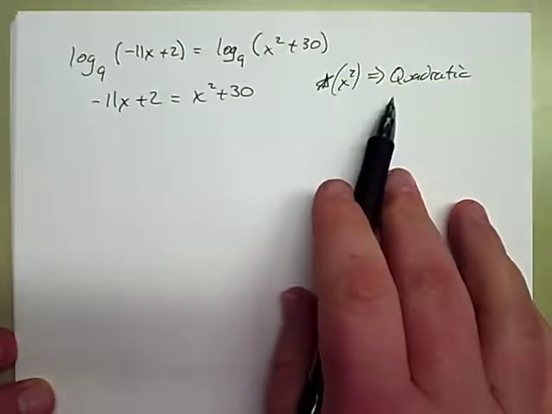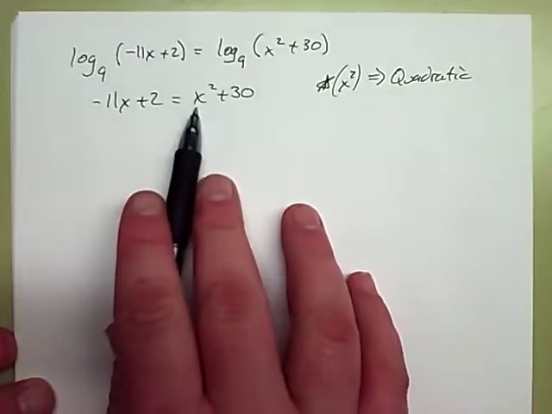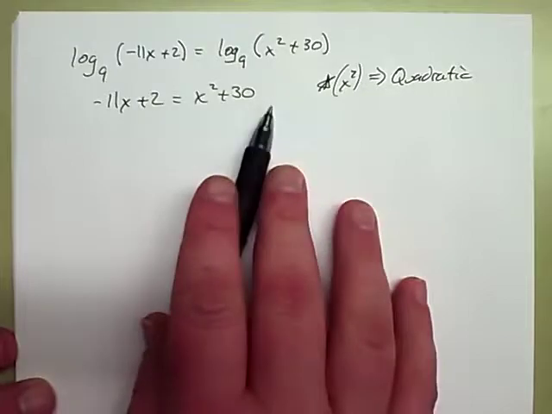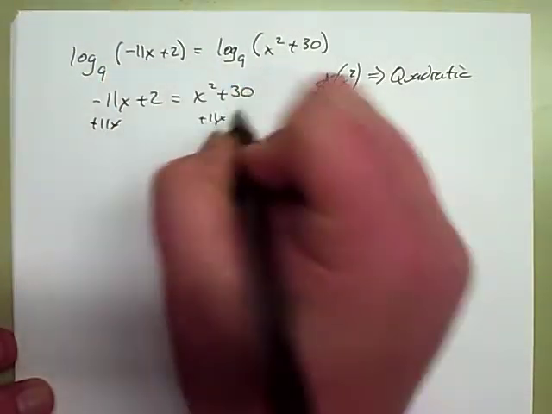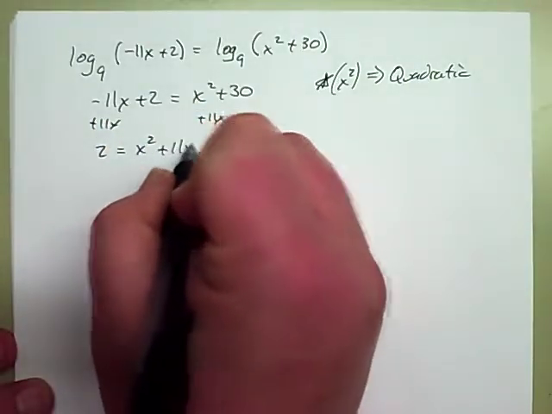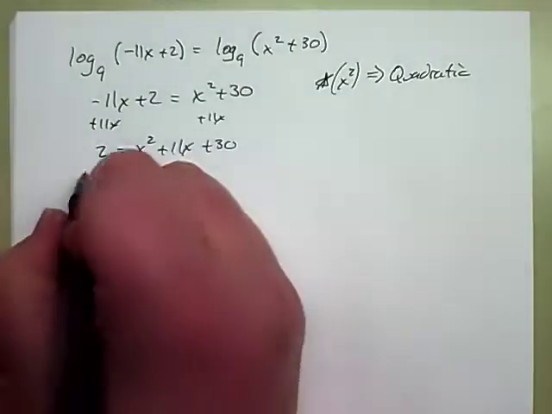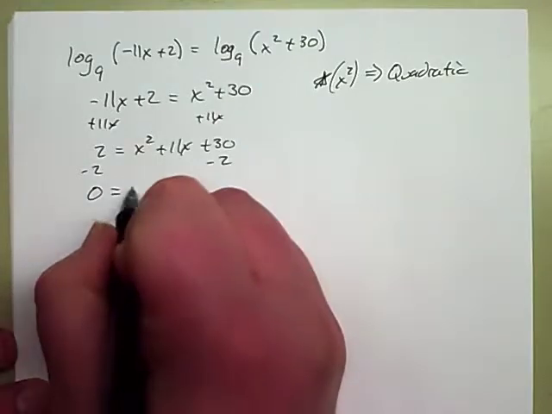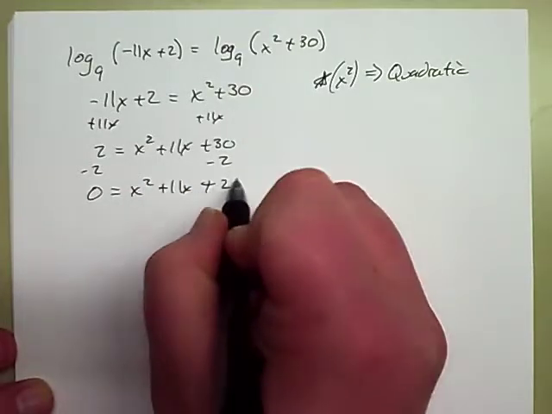In other words, I'm going to get the whole thing set equal to 0, and then I'm going to try and factor. And I want my x squared to be positive. Since x squared is positive on the right side, I'm going to move everybody to the right. So let's add 11x to both sides. So I have 2 equals x squared plus 11x plus 30. And now I have to subtract 2 from both sides. So this gives me 0 equals x squared plus 11x plus 28.